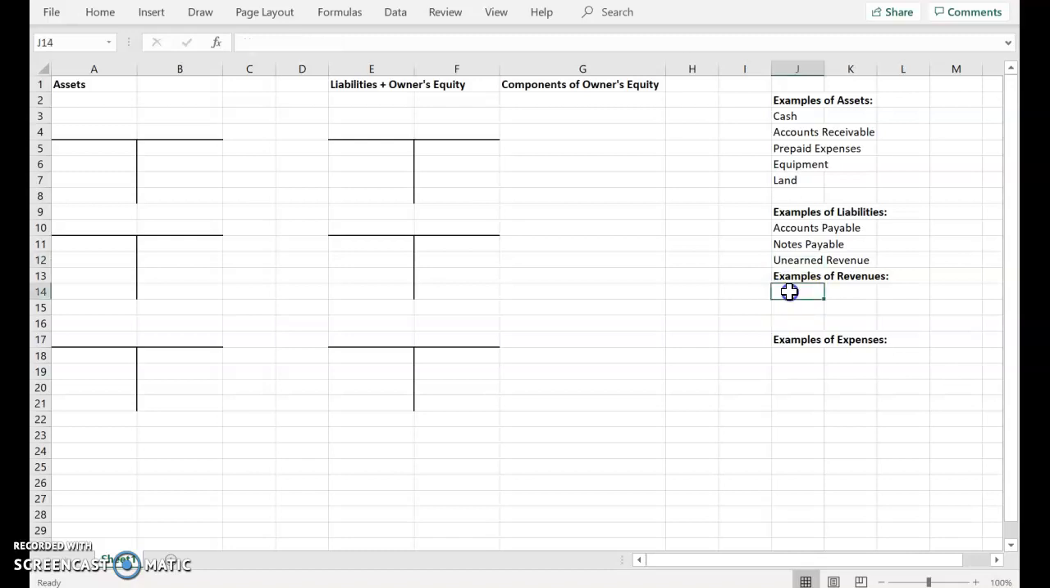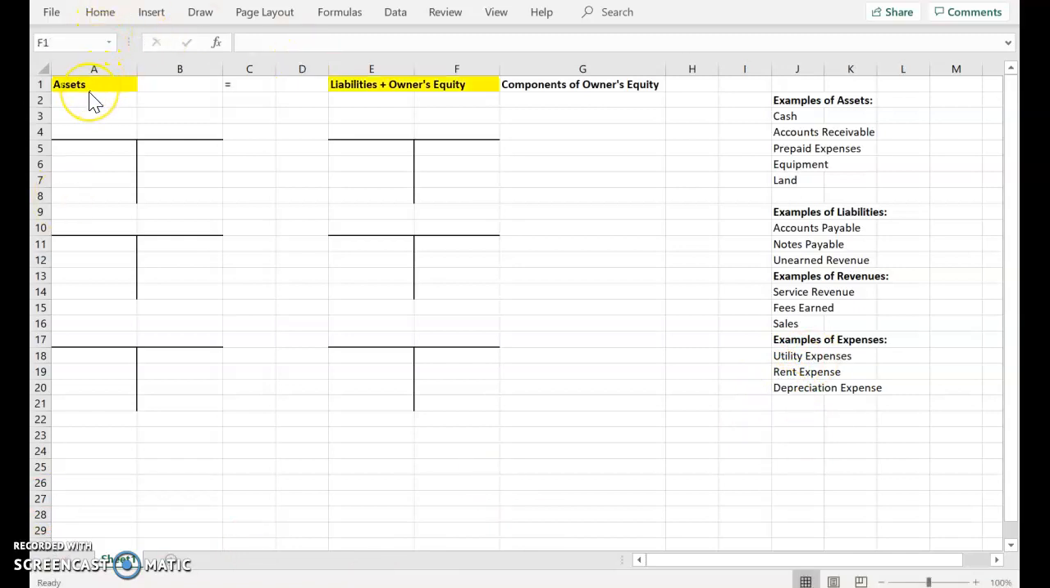Revenues would be service revenue, if you're a service company and you perform a service, and another way to say that would be fees earned, or sales if you're a merchandising company and you sell merchandise. And expenses, these are things that you incur and use up within the same accounting period, such as utilities expense, rent expense, depreciation expense.